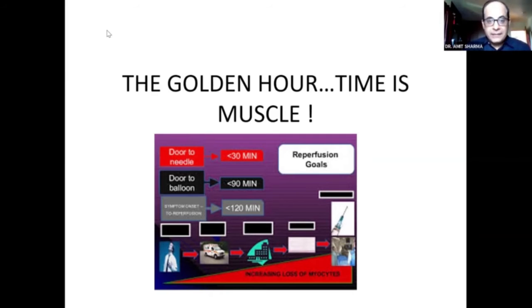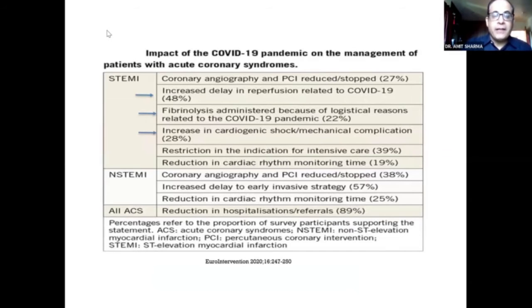because of certain reasons. And this was what we saw, that when we talk of STEMI, this is data from Europe. And you can see those three arrows which I have shown, that there was an increased delay in reperfusion related to COVID-19. So these patients were getting thrombolysis late, or they were undergoing primary angioplasty late in 48%. That is quite high, 1 in 2 patients. Patients were given thrombolysis because of logistic reasons. The hospital suddenly became full. There were no beds available. So 22%, about 1 in 4 of them, received thrombolysis instead of primary angioplasty.